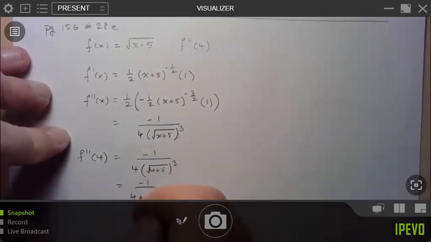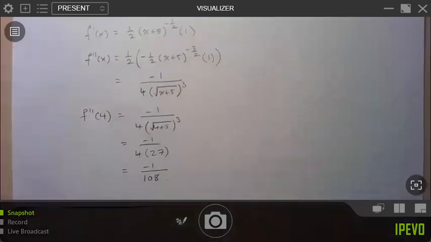3 cubed is 27. And so here, this looks like -1 over, so 80 plus 28, I guess 108, if I'm not mistaken. Whoop, there we go. So it looks like that's the answer there.